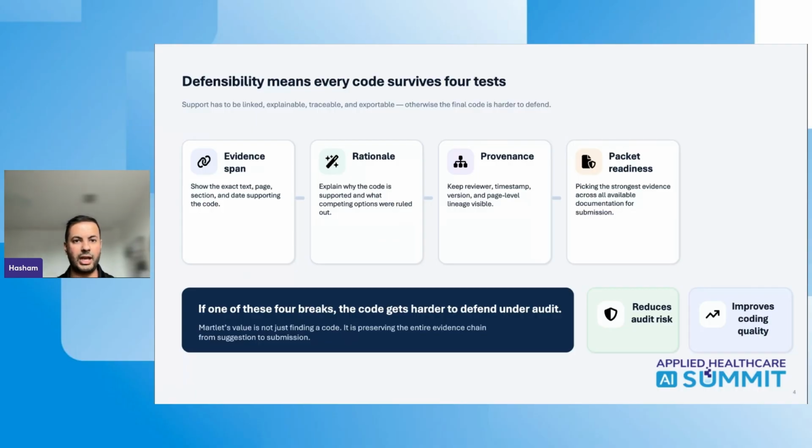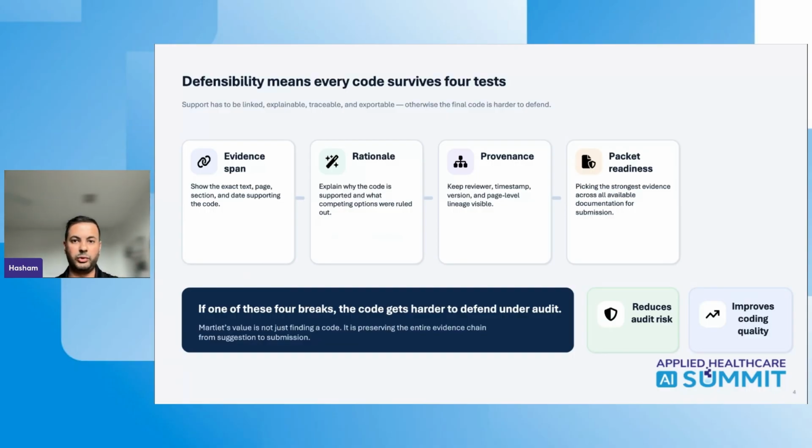How is that code being suggested? Yes, the evidence is there, but what's the rationale behind suggesting or pointing to that evidence? So that's the second part, the rationale. Then we have provenance, which literally means keeping track of this entire chain. This was the condition, this is the code, this is the document, this is the page, this is the section, keeping full track of all of it.